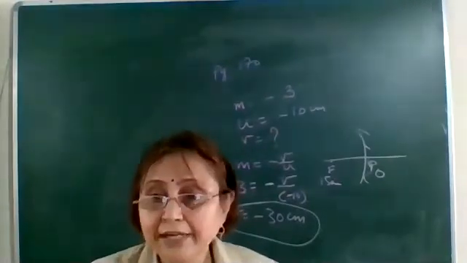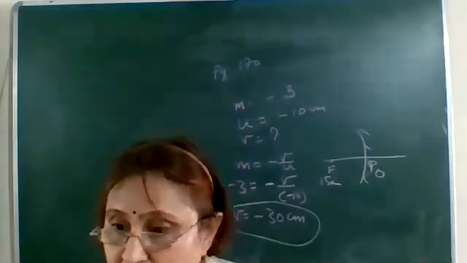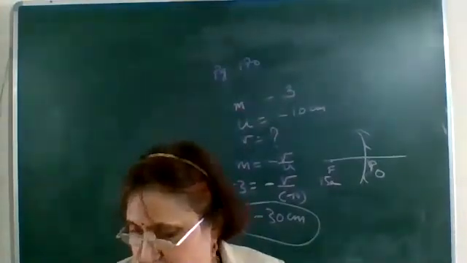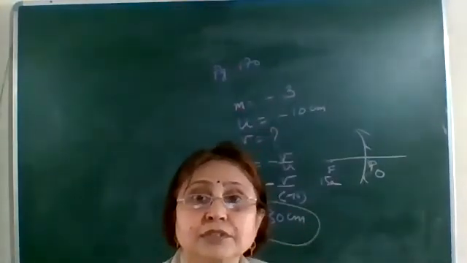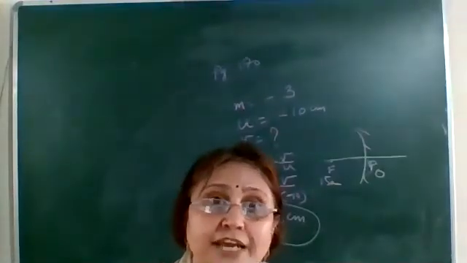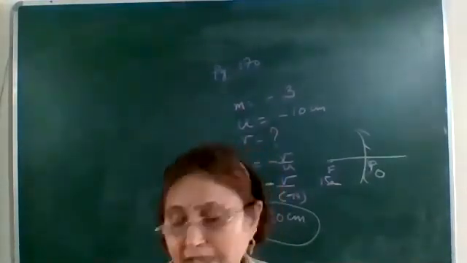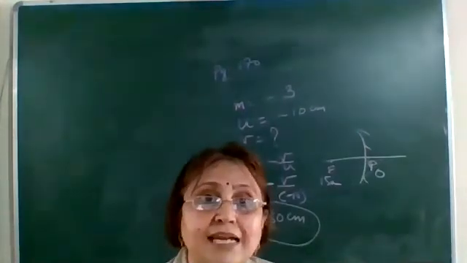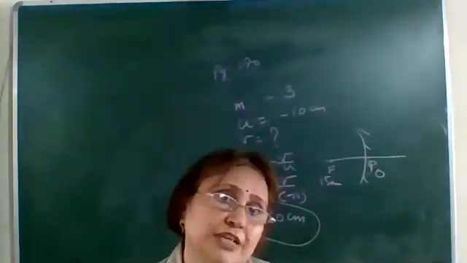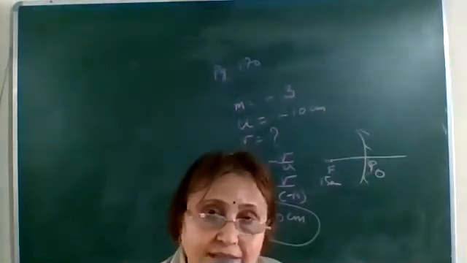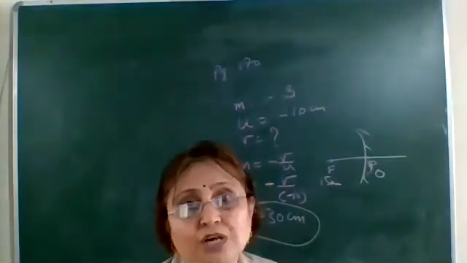Okay, question number 8. Name the type of mirror in the following situations. Headlights of a car. In the headlights of a car, which mirror is used? Concave mirror is used. Where is the headlight placed? Headlight is at the focus of the concave mirror. Behind the headlight, there is a concave mirror and this headlight is at the focus.